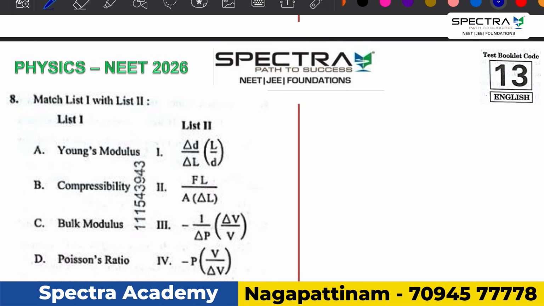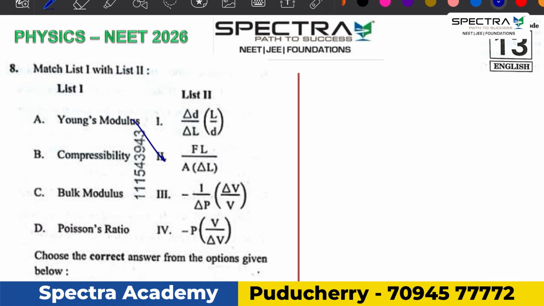Question number 8. Young's modulus equation: FL divided by A delta L. I think at that time itself we got the answer. 8th question, option 2 will be our right answer.